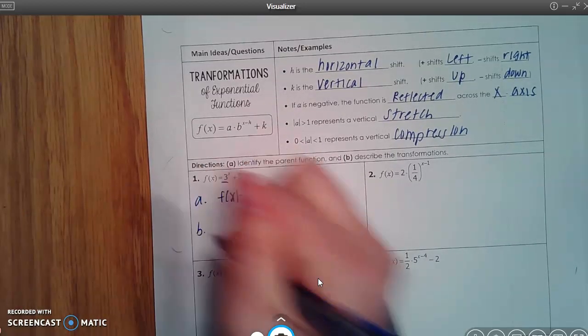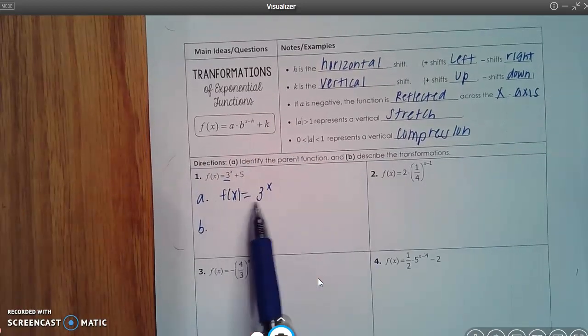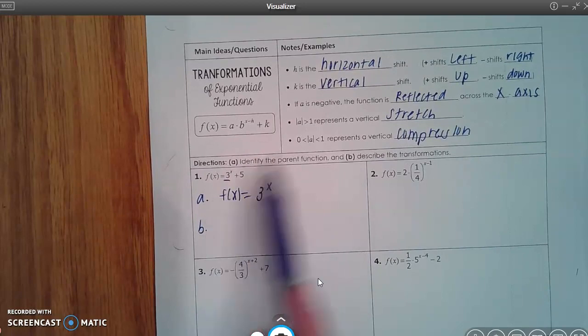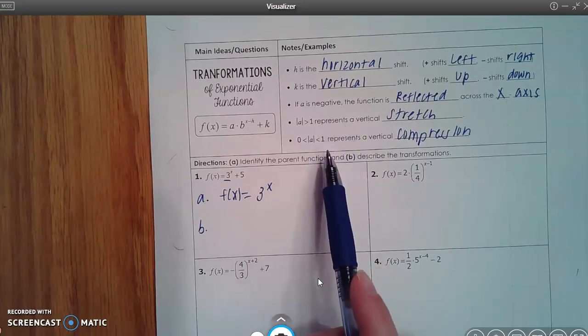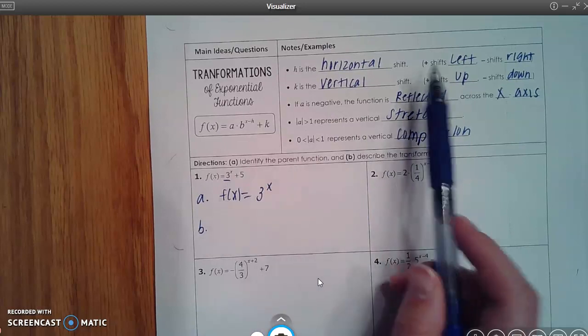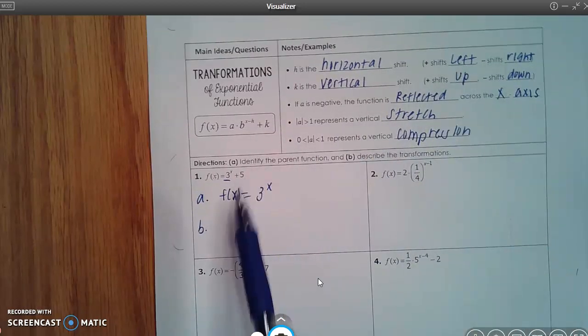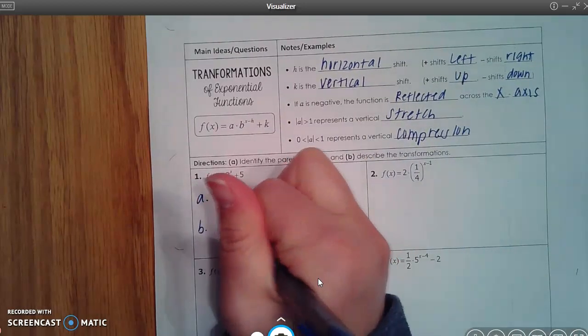So part B wants to know what are the transformations. Since I don't have anything in front of this value right here, I have no reflection, stretch, or compression. I have nothing in my exponent, so I am not shifting left or right. I just have this plus 5 out there, which means I'm going up 5, and that's it.